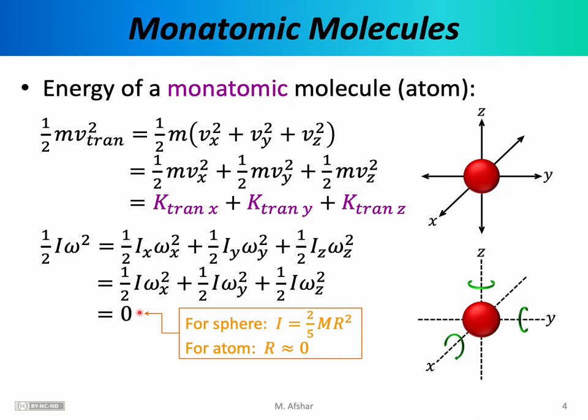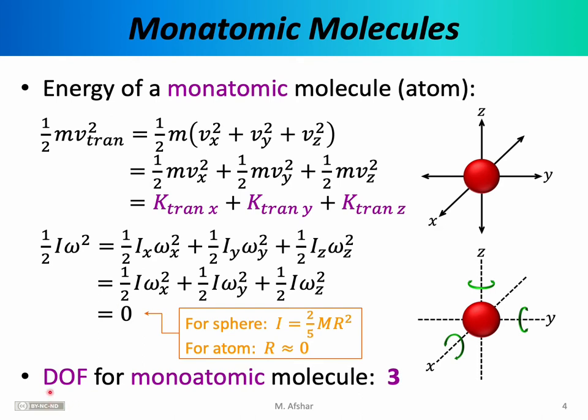So for a monatomic molecule, rotational motion is not really a significant source of energy. Nearly all of the energy of a monatomic molecule is associated with these 3 degrees of freedom. In summary, we would say that the degrees of freedom for a monatomic molecule is equal to 3. As you will soon see, this counting of the degrees of freedom is going to be very important for calculating the total energy of a gas that consists of a large number of such molecules.